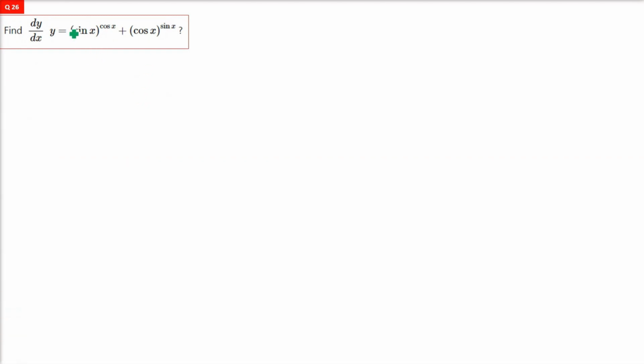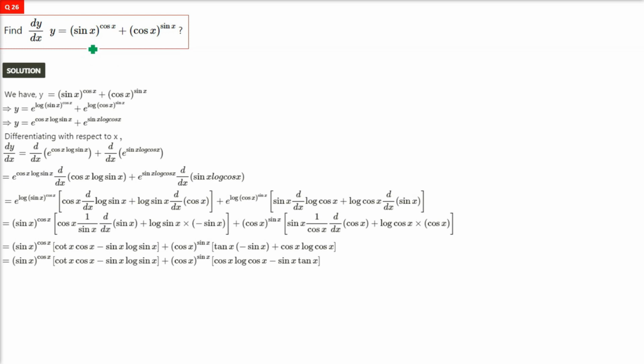dy/dx, y is equal to sin x to the power cos x plus cos x to the power sin x. Now there are two ways to do this. The way we just did, u and v you can find out, or you can symbolize them. You can do du by dx, dv by dx, and add them.